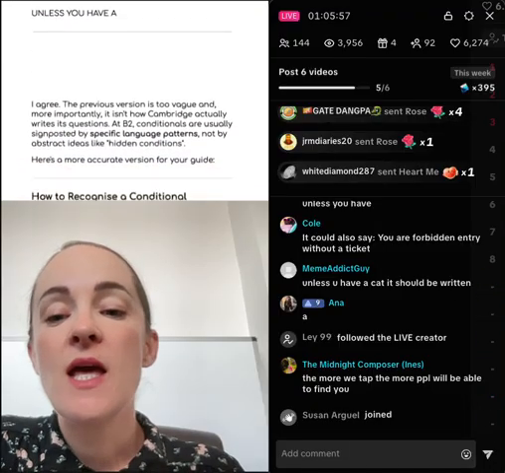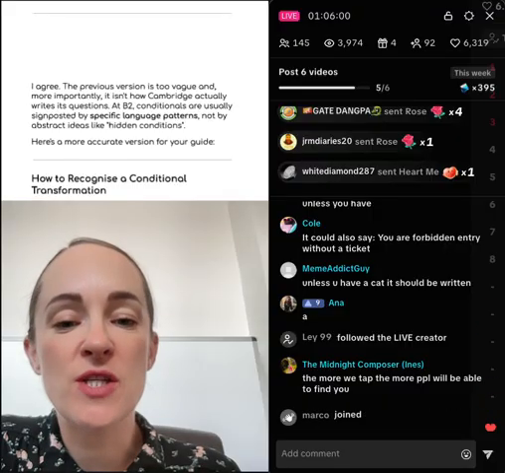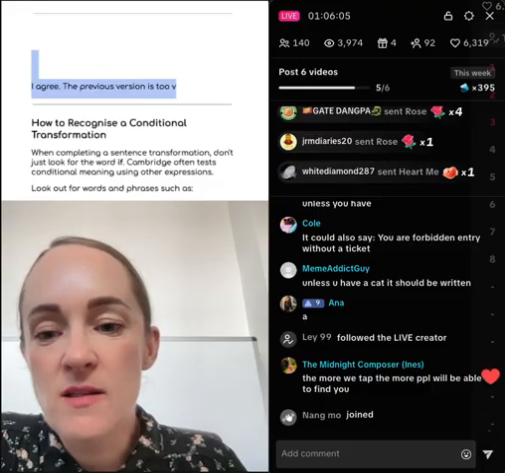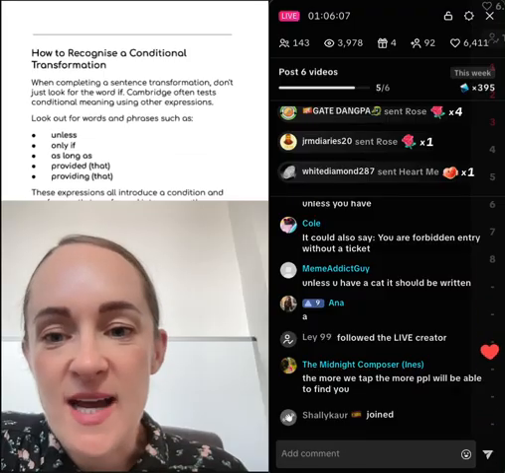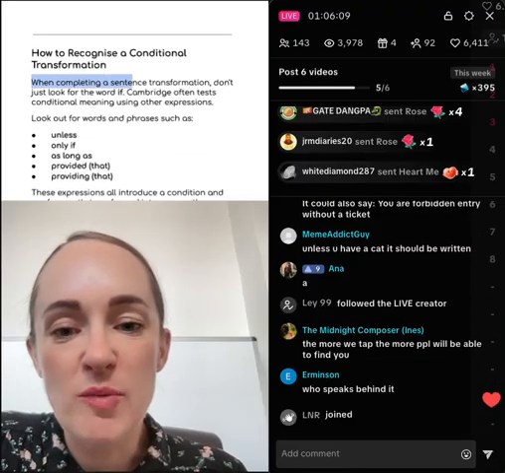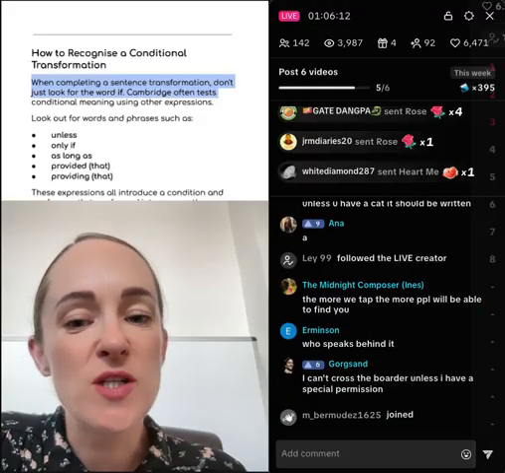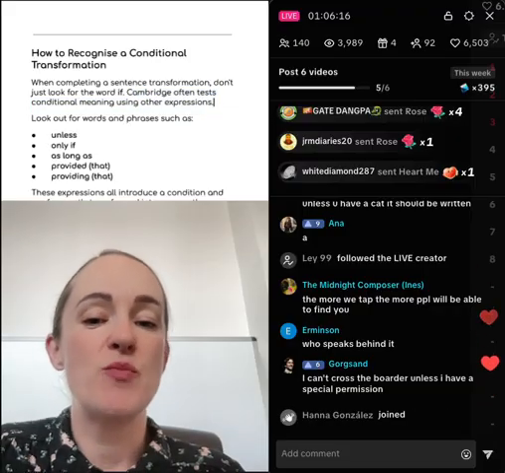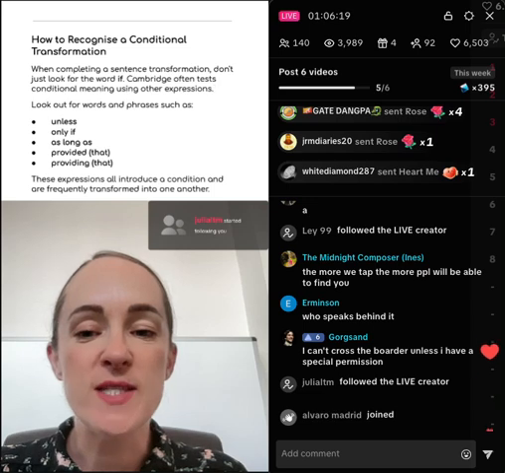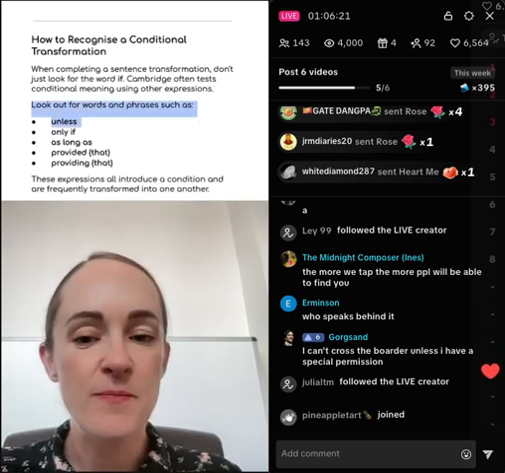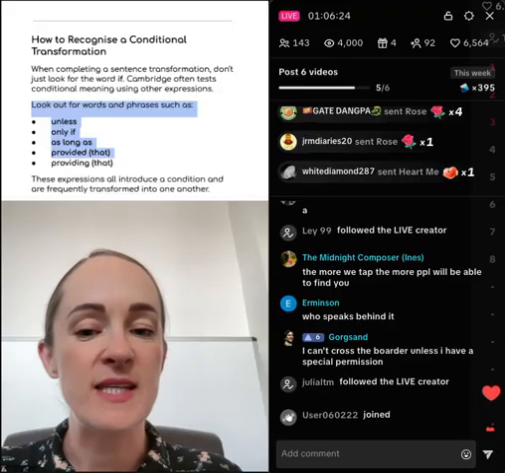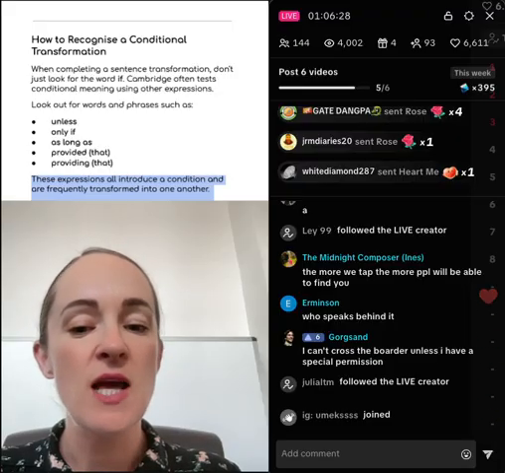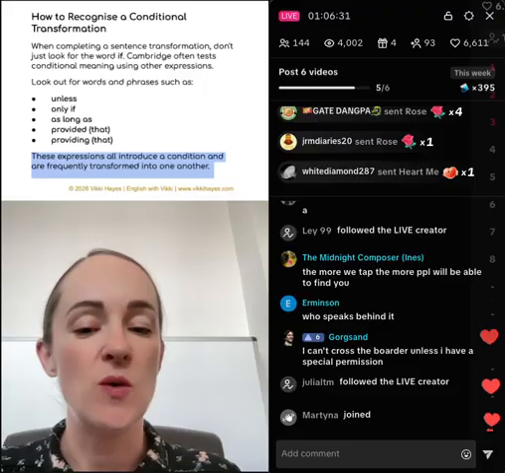Awesome. So, I agree. The previous version is, get rid of this thing here, and the how to recognize a conditional transformation. So, when completing a sentence transformation, don't just look for the word if. Cambridge often tests conditional meaning using other expressions. So, look out for words and phrases such as unless, only if, as long as, provided that, providing that. These expressions all introduce a condition and are frequently transformed into one another.